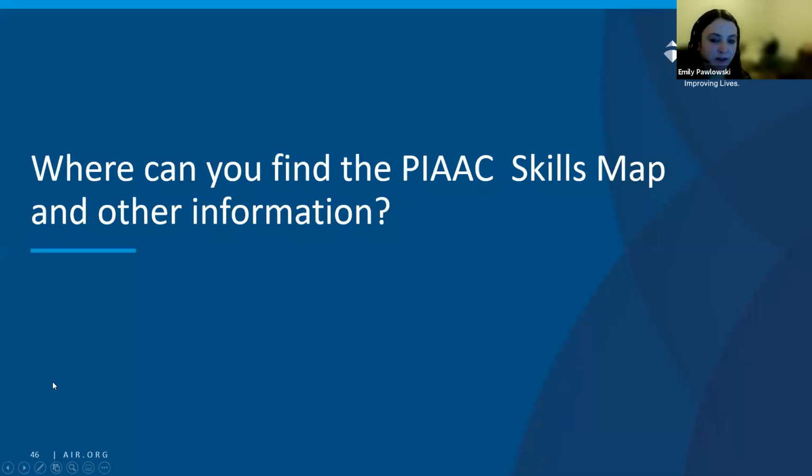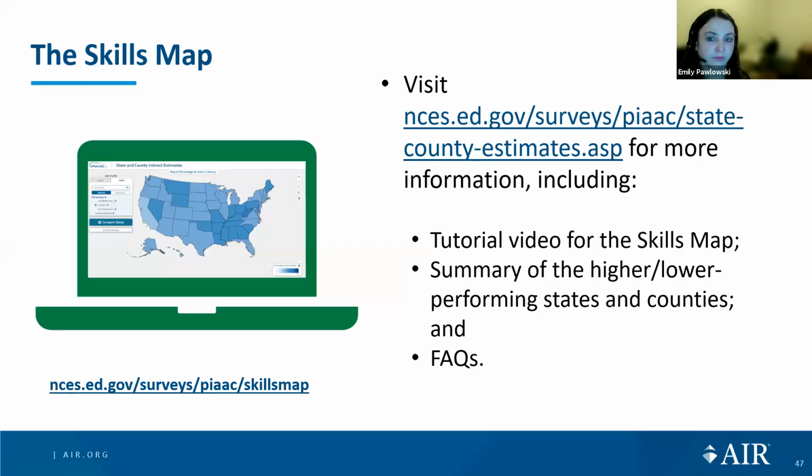So looking at where you can find the skills map and other information. The direct link to the skills map is at the bottom left. That will take you directly to the skills map. But then on the right, there's the link to the landing page, which provides the FAQs and tutorial videos and other summaries of higher and lower performing states and counties and so on. So that's a good resource for additional information.